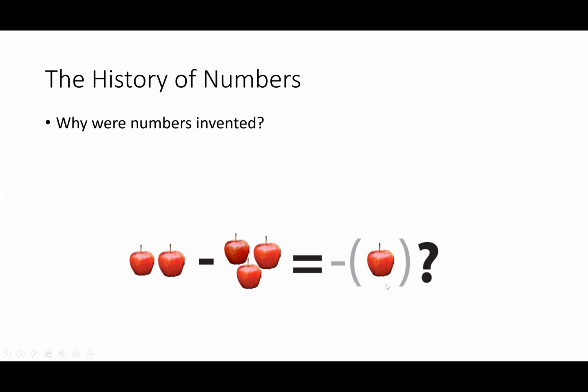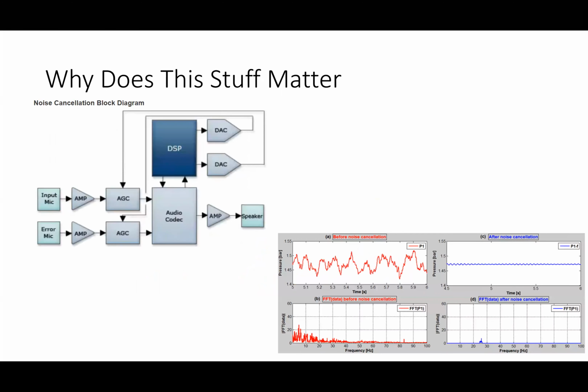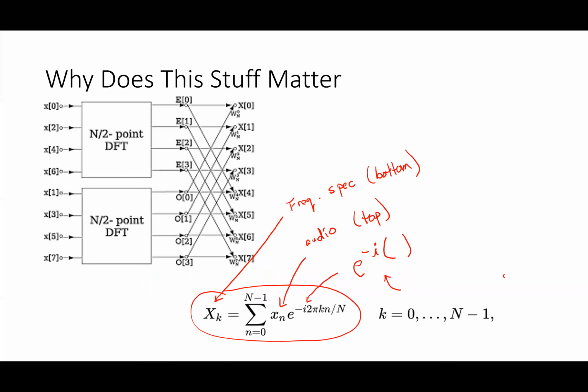You guys are fully comfortable with negative numbers, right? But imaginary numbers are just another number that we can use to represent ideas that are really important, ideas that allow us to do cool things like noise-canceling headphones, right?